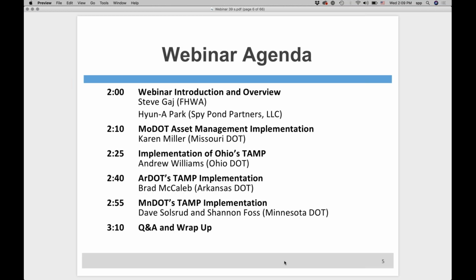For the agenda today, Karen Miller from the Missouri Department of Transportation will deliver our first presentation. In our second presentation, we'll hear from Andrew Williams from the Ohio Department of Transportation. Following Andrew, we'll have Brad McCaleb from the Arkansas DOT, and lastly, we'll have Dave Solsrud and Shannon Foss of the Minnesota Department of Transportation, who will finish up our presentations for this webinar. Today, we have pre-recorded both Brad's and Dave and Shannon's presentations, as I mentioned earlier.